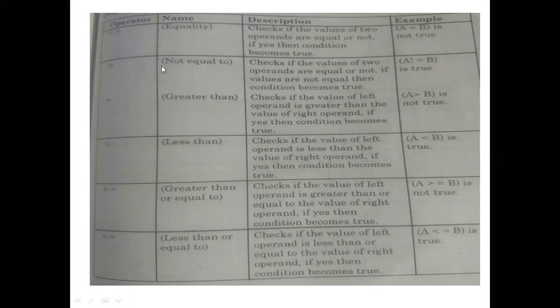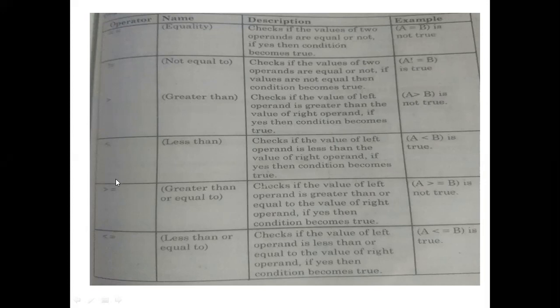Next is your not equal to operator. It checks if the values of two operands are equal or not. If values are not equal, then the condition becomes true. So a is not equal to b, it is true. Value of a is 10 and value of b is 15. So a is not equal to b. So that's why it returns true. Next is greater than operator. So it will check whether the first operand is greater than b or not. So the value of a is 10, value of b is 15. So it is not true. So that's why it will give you false.